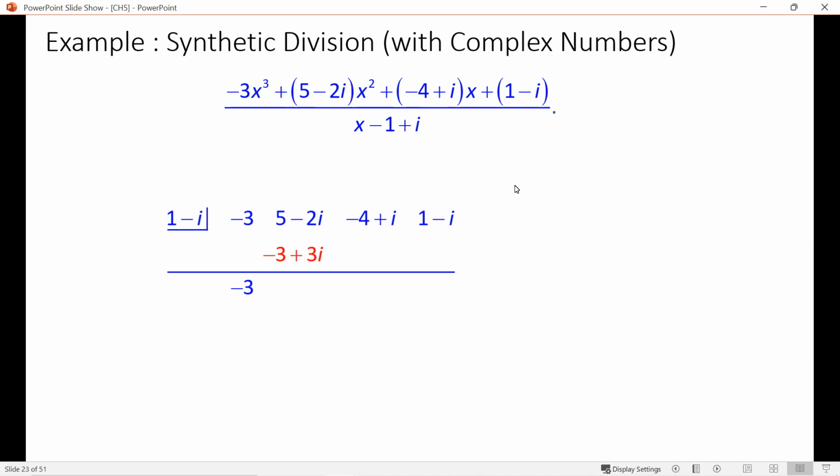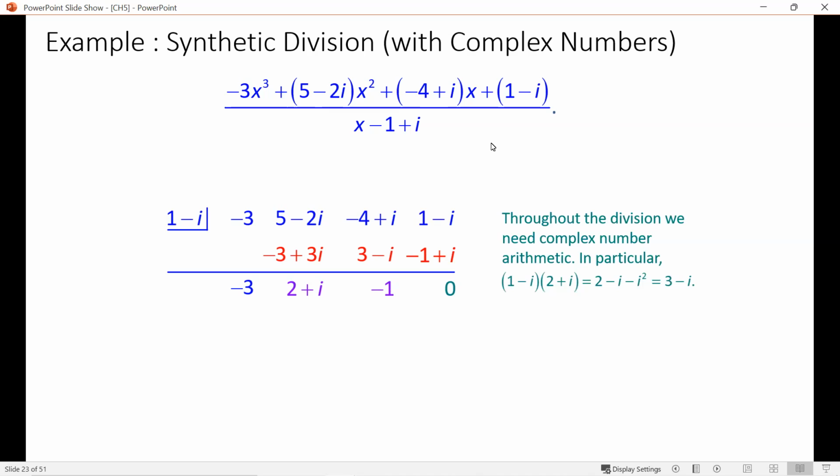So we go through the same process as we did before. We get a remainder of 0, and that tells us that 1 minus i is a root of our polynomial. As we go through this, though, you want to be very careful that you are using your complex number arithmetic. Anytime you get an i squared, that simplifies to a -1, right?